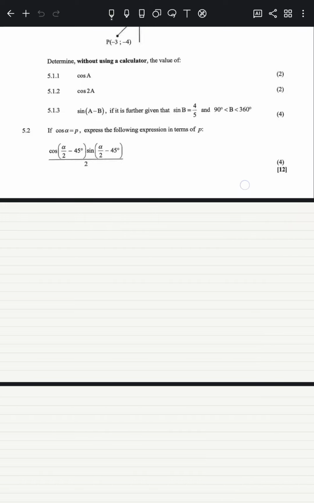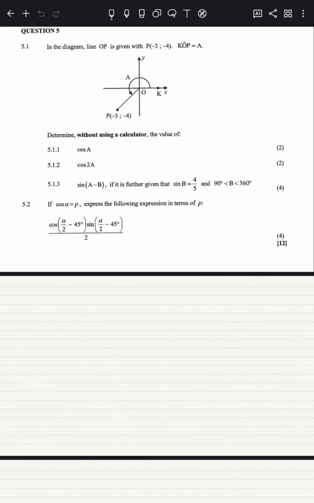So now we always give emphasis all the time that these examiners are now interested in the laws rather than anything else. So now we're going to look into 5.2 and see how beautiful it is. Then the question says, if cos alpha is equal to p, then express the following in terms of p.